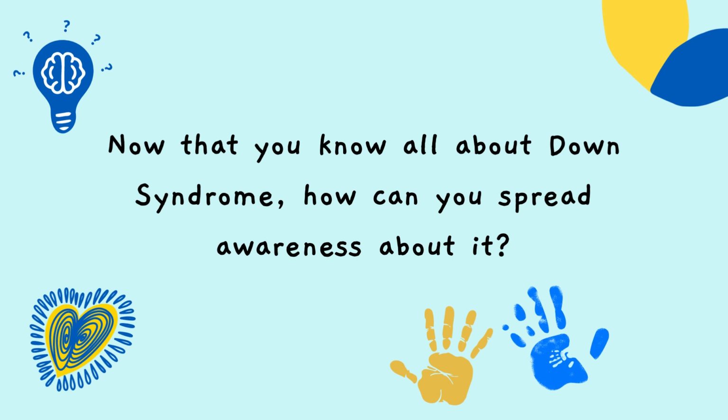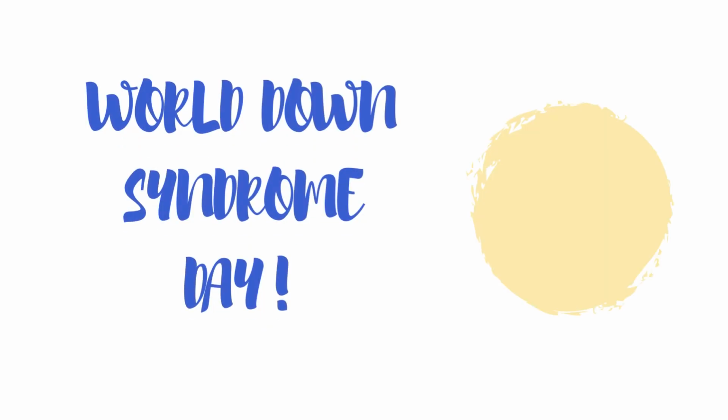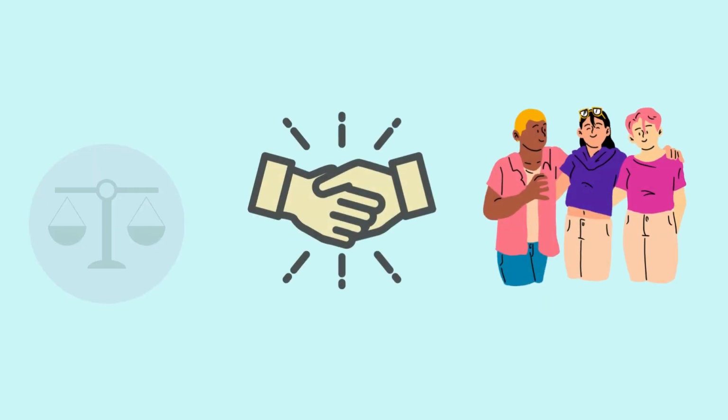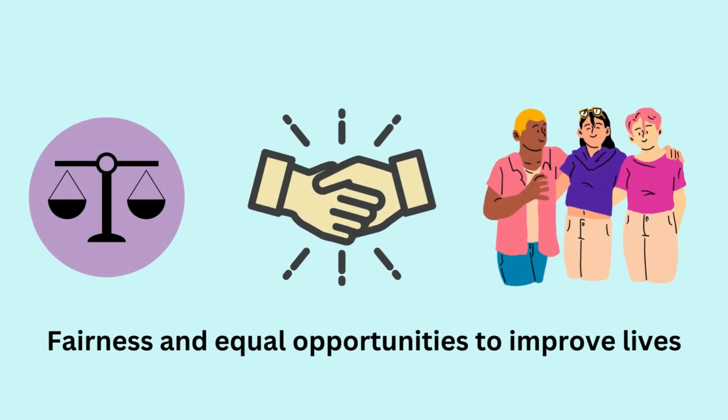Now that you know all about Down syndrome, how can you spread awareness about it? Well, World Down Syndrome Day is celebrated every year on March 21st, to celebrate the rights of those with Down syndrome as any other persons, encouraging fairness and equal opportunities to improve lives.